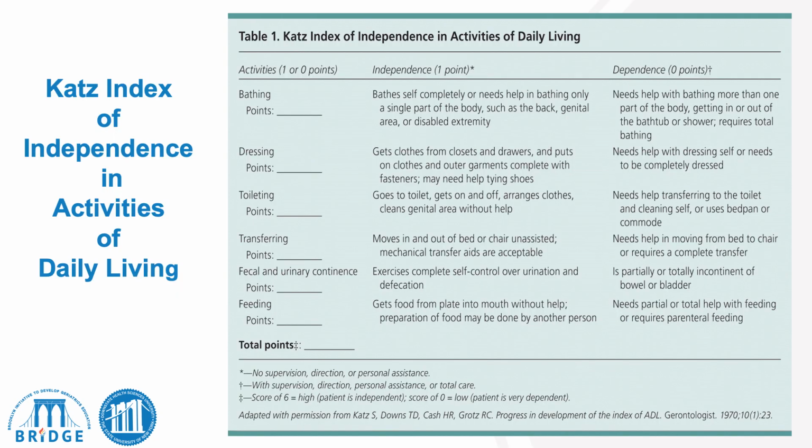Excuse me. You should be seeing right now the Katz Index of Independence in Activities of Daily Living. And this is a 6-point scale, self-reported. We ask questions and the patient tells us what's happening with them. And a score of 6 equals high. A patient is considered independent. And a score of 0 up to 5 is considered low, or maybe the patient is dependent or requires supervision or assistance in their activities of daily living, or their IADLs also.